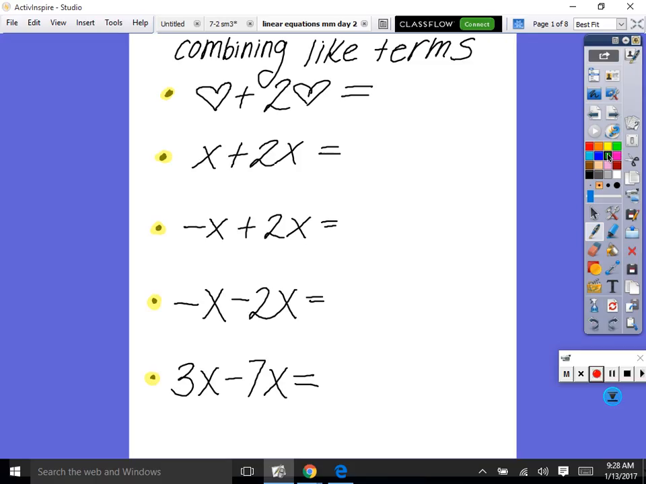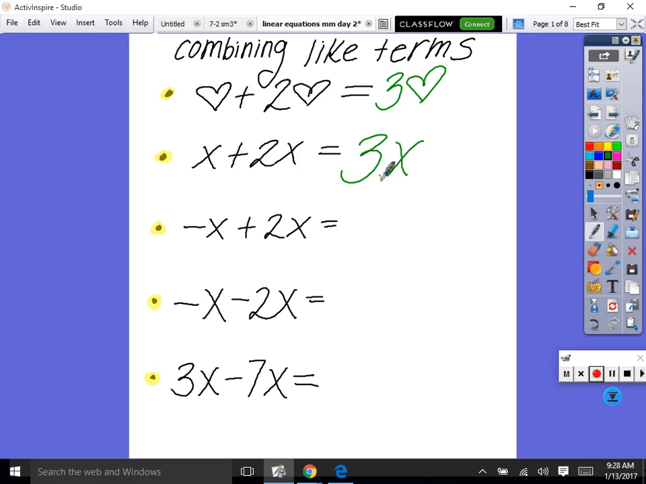So combining like terms, you can combine things that are alike. So 1 heart plus 2 hearts is how many hearts? 3 hearts, correct? If you have an apple and then you add 2 more apples to it, you have 3 apples total. So this would be 3 hearts. Everybody, if I have 1x plus 2x, how many x's do I have? 3 x's, correct, everybody? Okay, good.